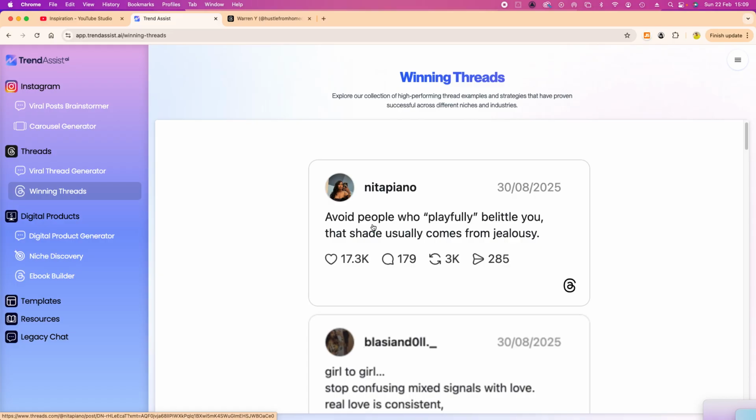Say you're a relationship coach, for example, and your target market is men, say between the ages of 24 and 45. You can say, avoid women who playfully belittle you because that shade usually comes from insecurity, right? So we've changed the word people and we've changed the word jealousy. Post that and we'll see what we get back.